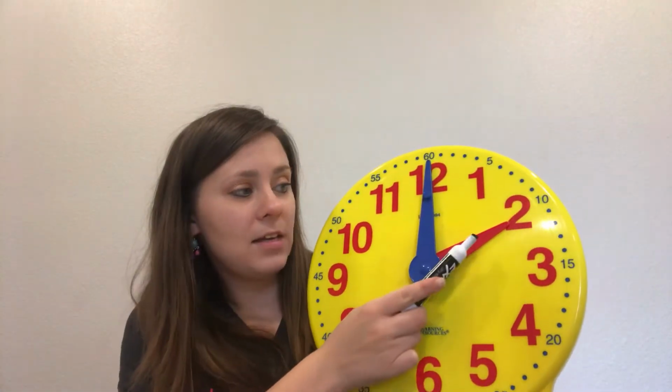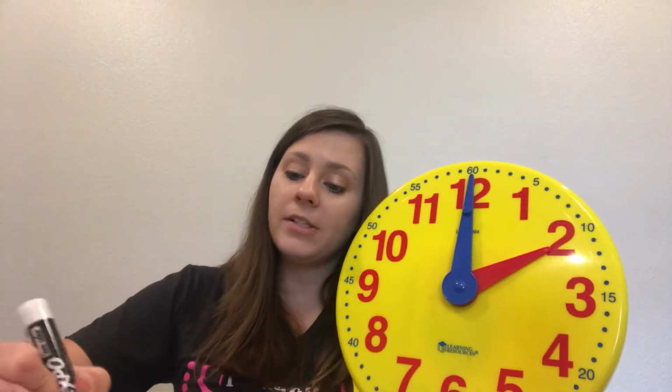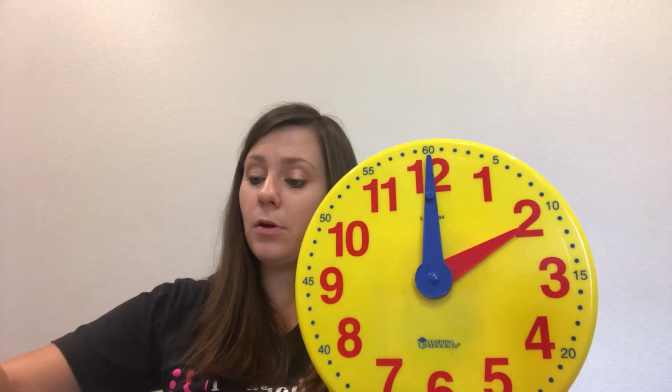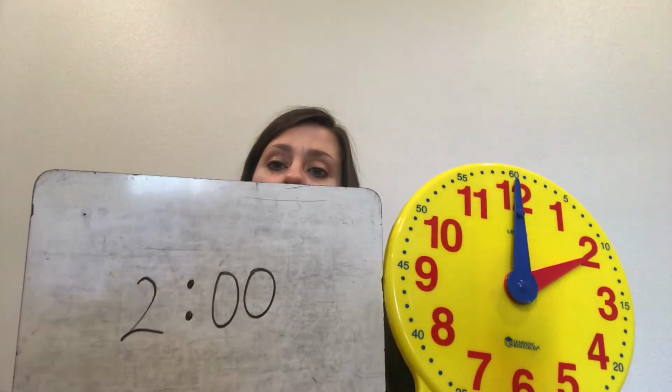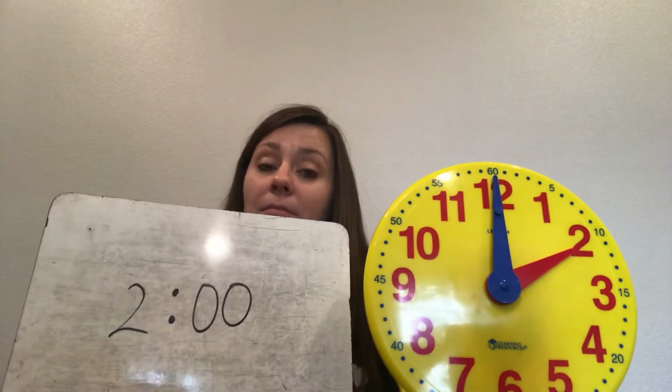The hour hand is pointing at 2. So on the hour side of my digital clock, I should have written 2, and then my colon. And how many minutes? 0, because we're pointing straight up at 12, so 0, 0. You should have written 2 o'clock in digital time. How'd you do? Thumbs up, thumbs down? All right, next time.